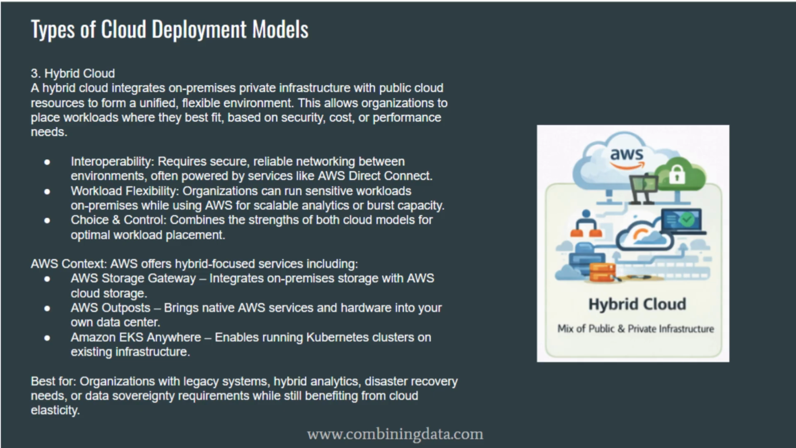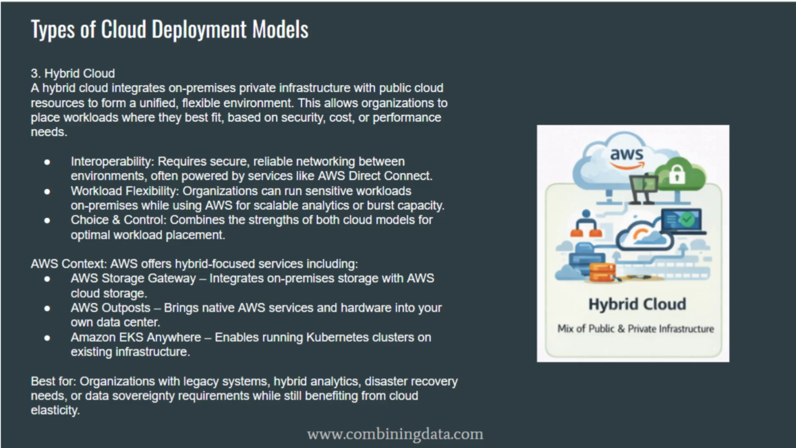Now let's talk about the hybrid cloud model, which is extremely important for both the exam and real-world AWS use cases. A hybrid cloud combines on-premises infrastructure, often a private cloud or traditional data center, with public cloud services like AWS. Instead of choosing one or the other, organizations connect both environments and operate them together as a single, flexible system. The key idea here is interoperability.